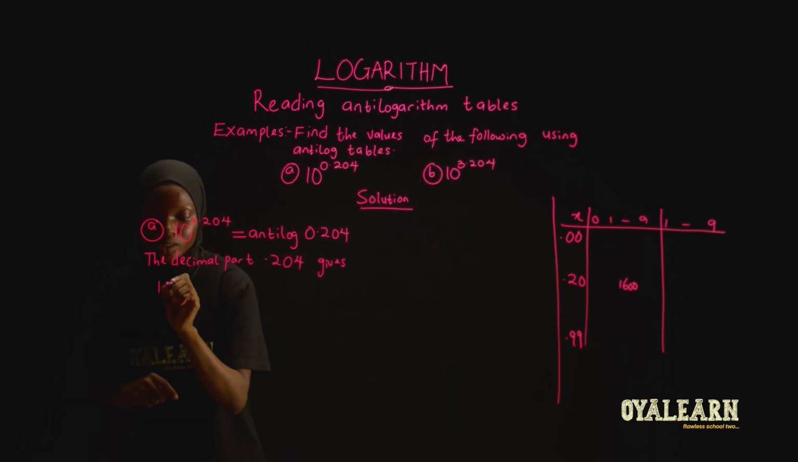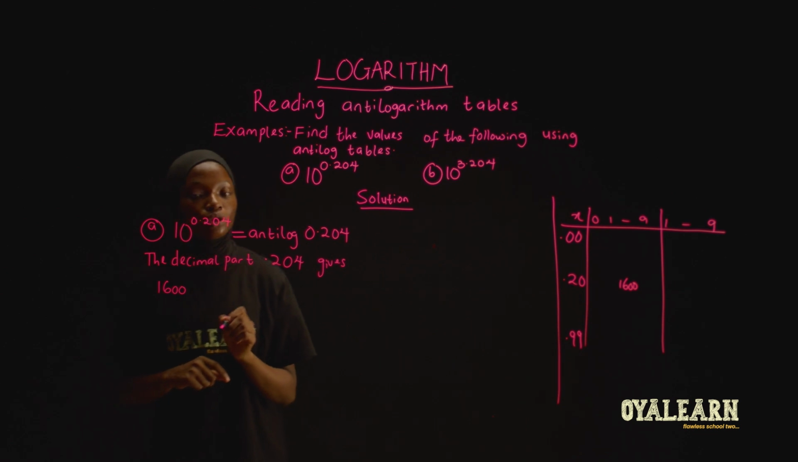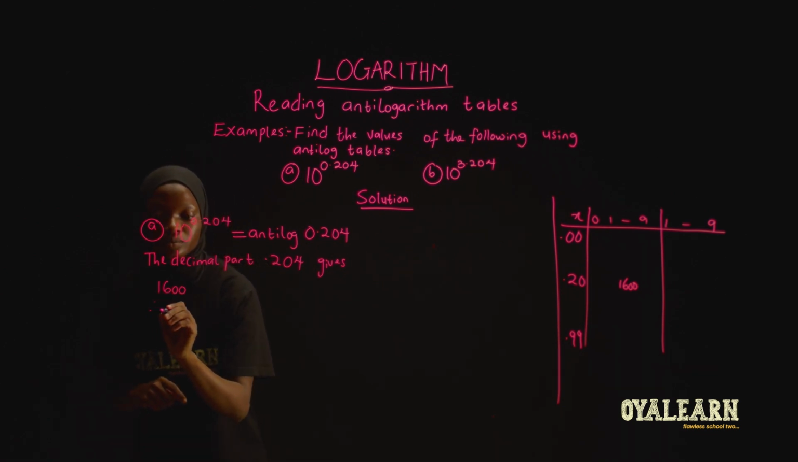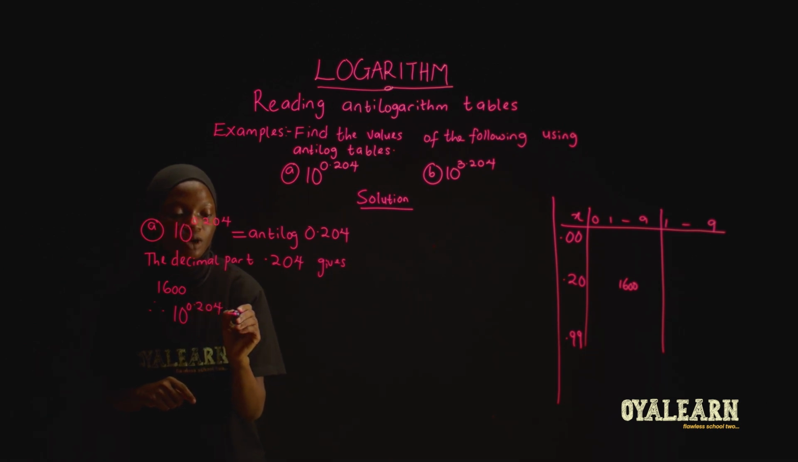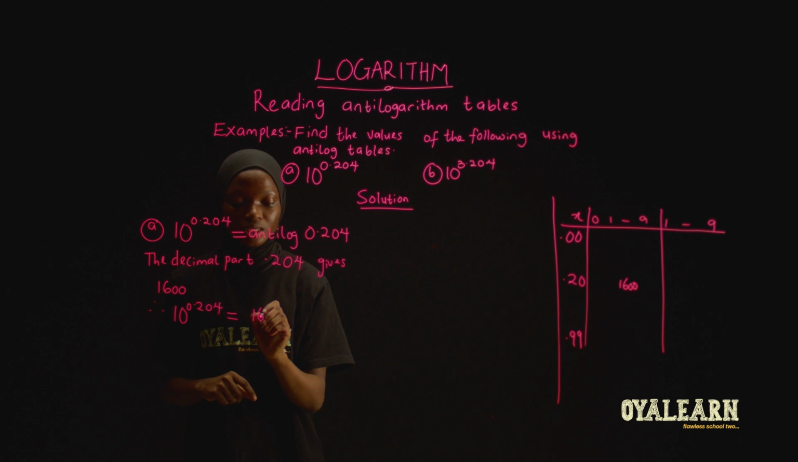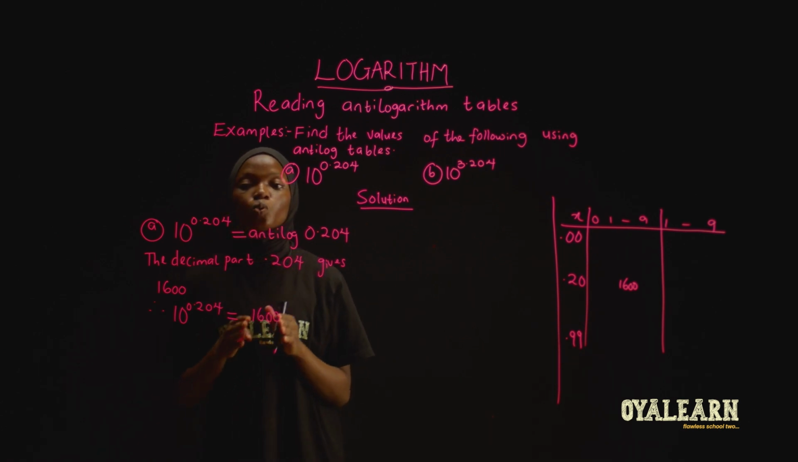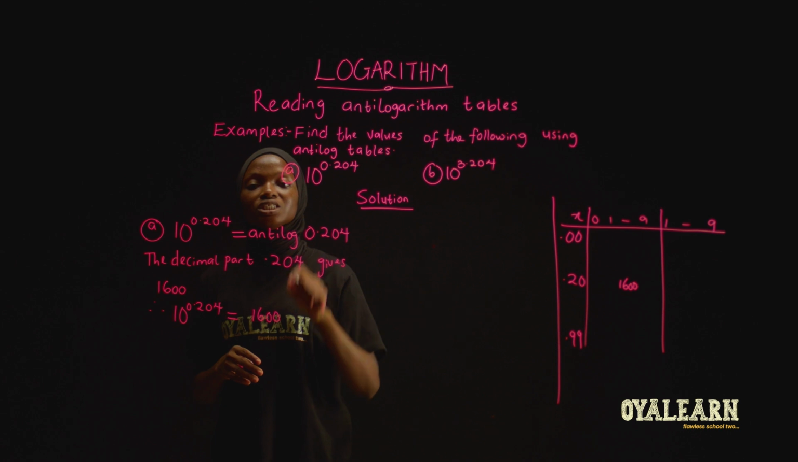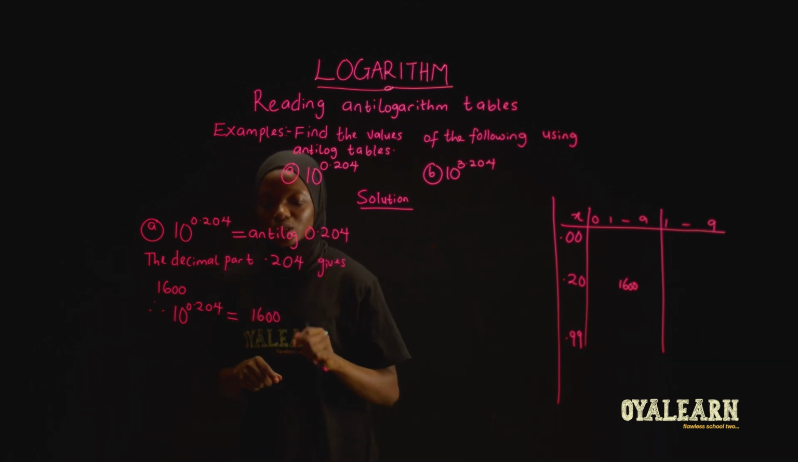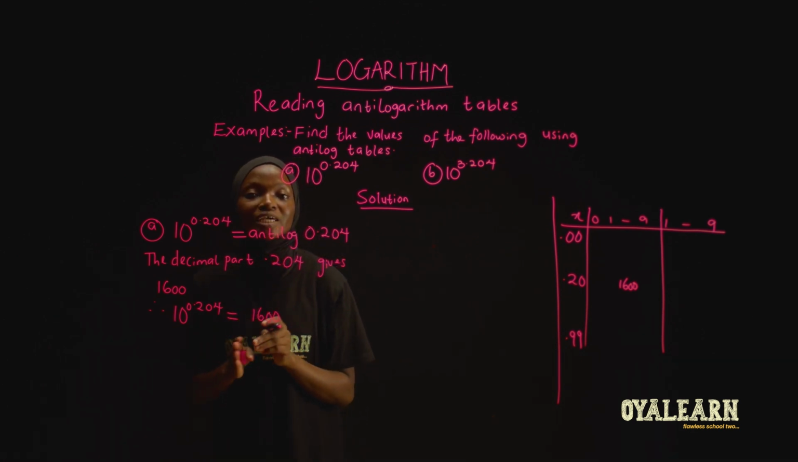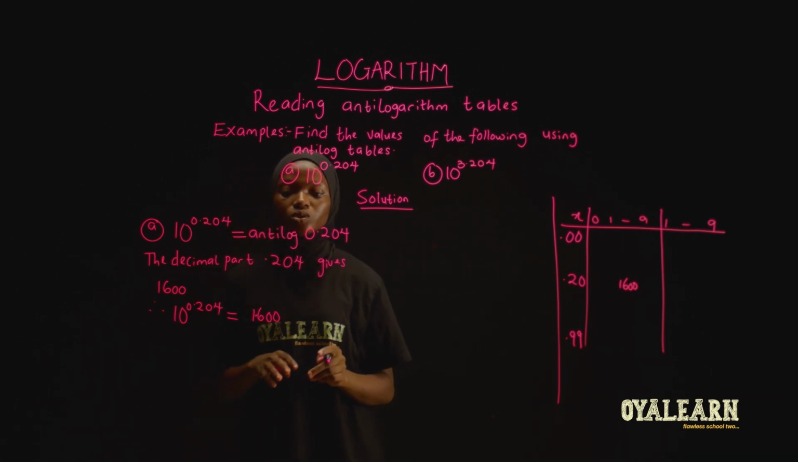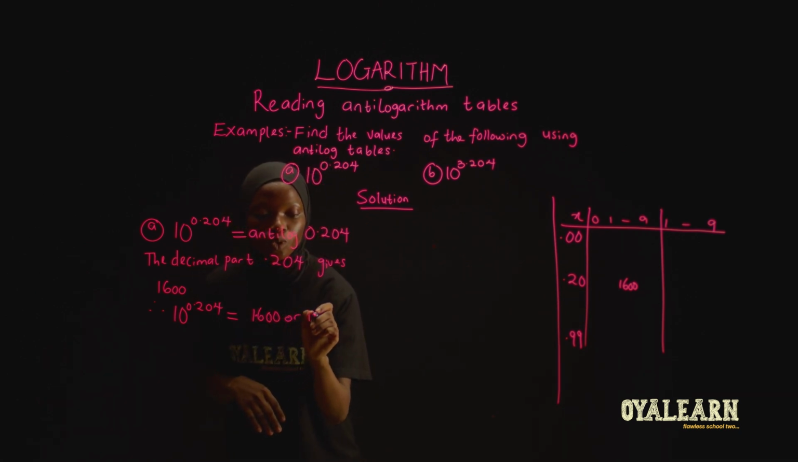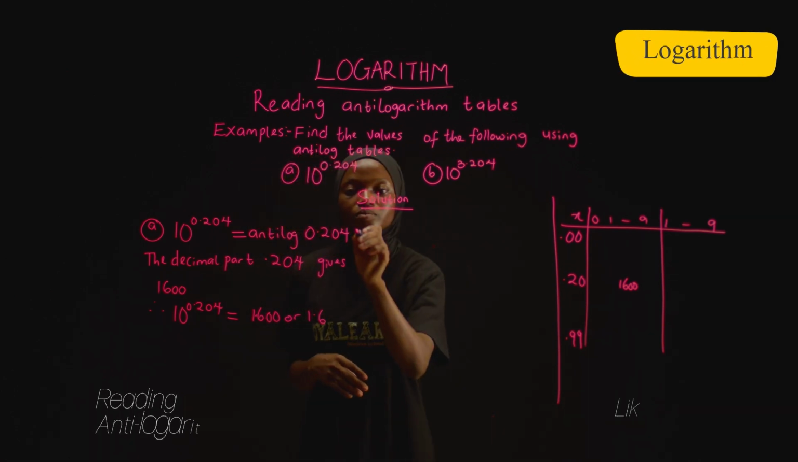So that gives 1600. So therefore, 10 raised to the power of 0.204 becomes equal to 1600. Now, for us to know where the decimal place is going to be, that depends on this integer 0. You add 1 to it, that's 1. So that means our decimal point will be after the first digit. And that gives us our answer 1.600 or 1.6, because they are the same thing.